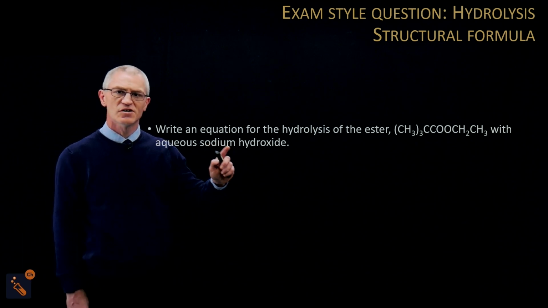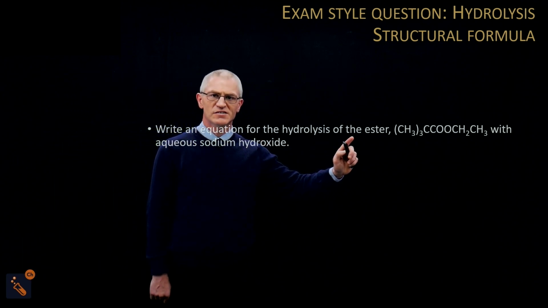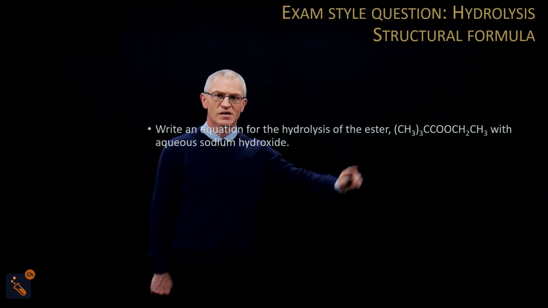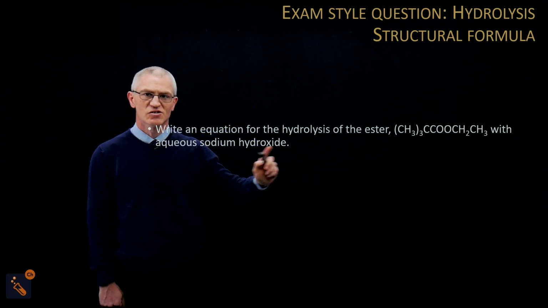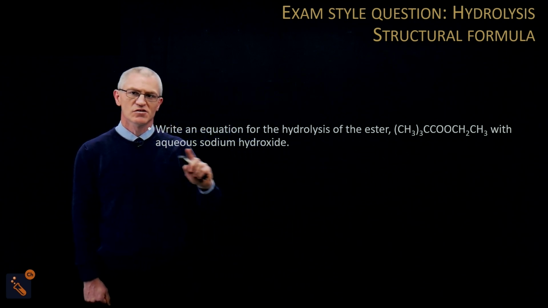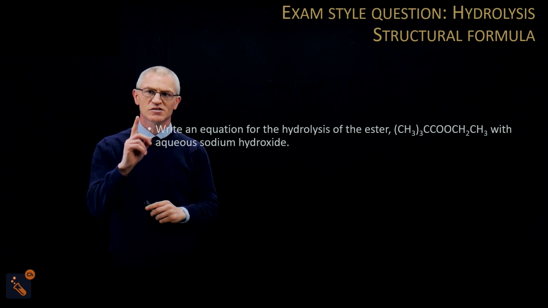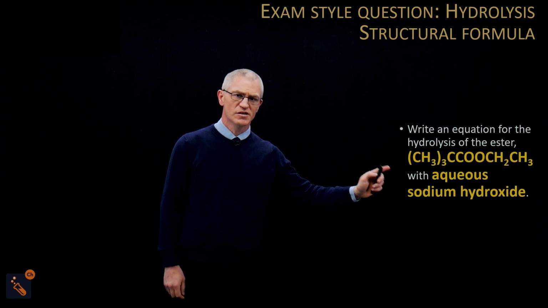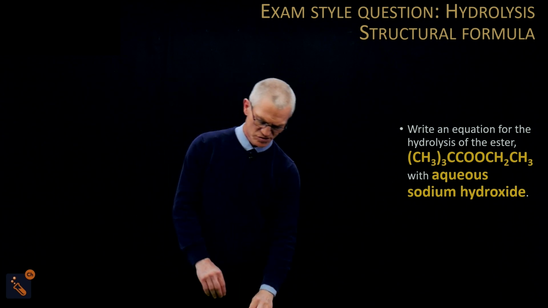There is an equation for the hydrolysis of the ester to be produced, and it gives it to you in this formula here. What we're going to do is explain and convert that formula, to go through how you do that, and also go through the reaction with sodium hydroxide. So let's put this over to the side. And so there's our formula, and here's our sodium hydroxide.